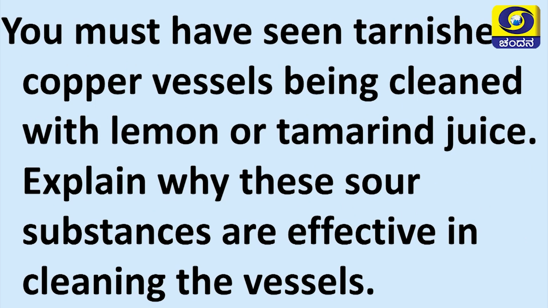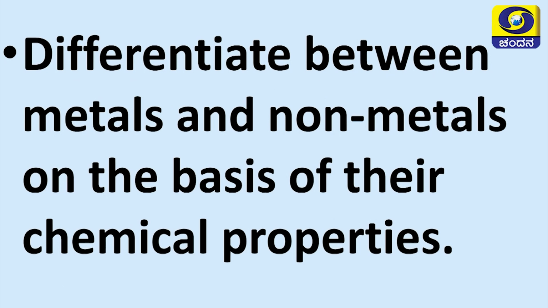You must have seen tarnished copper vessels being cleaned with lemon or tamarind juice. That you have seen, that you must have seen your parents or your grandparents doing at home. So, now you have to explain why these sour substances are effective in cleaning these vessels. Differentiate between metals and non-metals on the basis of their chemical properties.